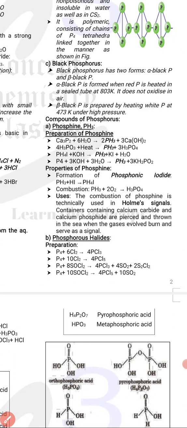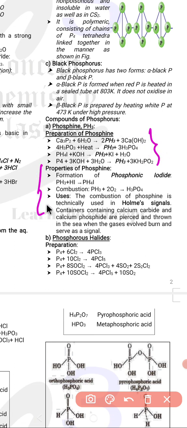Okay, next is compounds of phosphorus, that is phosphine. Phosphine is PH3. These are some preparation reactions of phosphine, and these are some properties of phosphine. Holmes signal is the signal used at sea when a ship is in danger. They give out some signal. That signal is called Holmes signal. Okay, and for that signal, phosphine is used.